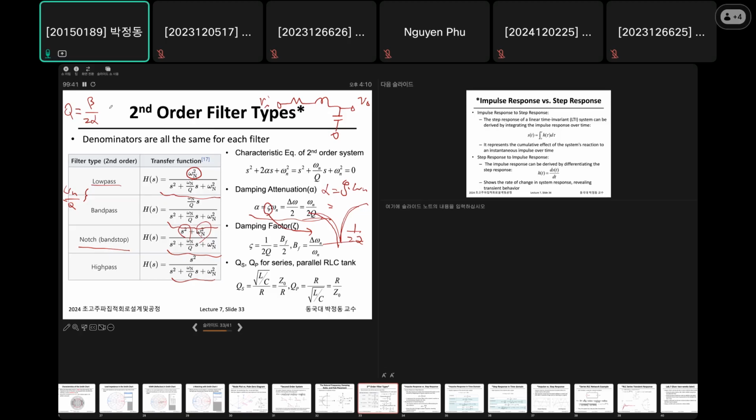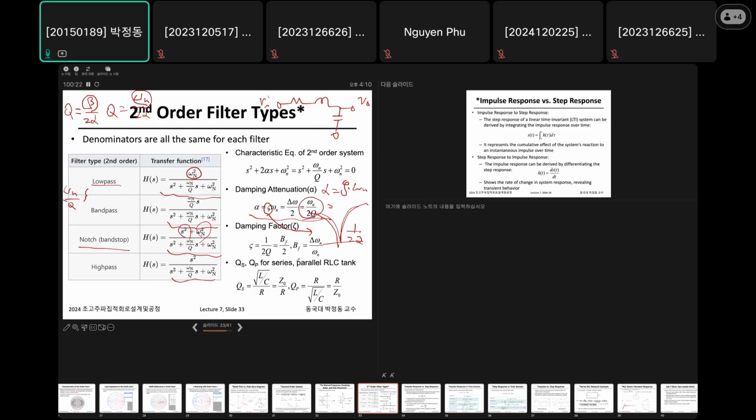Time system. I mean time-based system. Q is what? Omega n divided by 2 alpha. Beta is the proportional ratio which converts length to theta. This is a proportionality component which converts time to theta. Okay, so same.